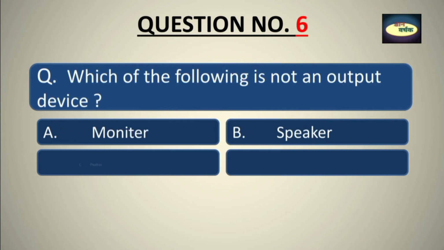Which of the following is not an output device? A. Monitor. B. Speaker. C. Plotter. D. Joystick. The answer is option D, Joystick.